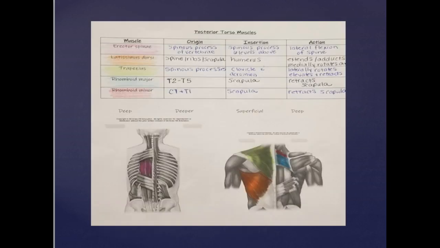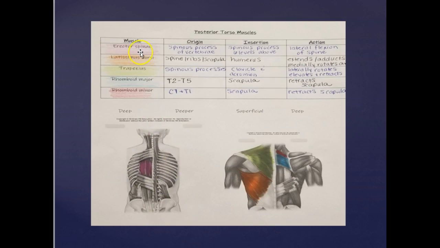Next will be the muscles of the posterior torso. So these are going to be looking at the body from a posterior point of view. Take note that both these diagrams are cut in half. So this side here is the superficial side. So this is the side you see if we just took the layer of skin off. This is going to be a deep view, so this would be taking all of this layer off. Same with this side. This is going to be a deep view, and this is going to be a deeper view.